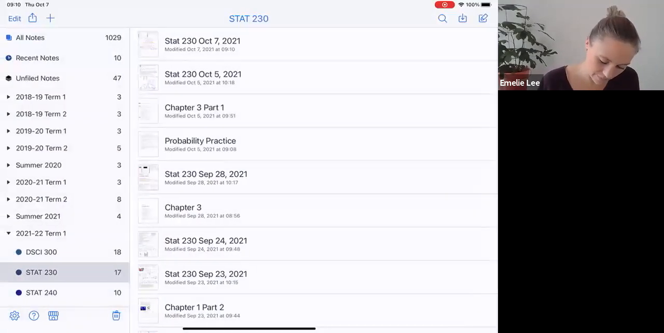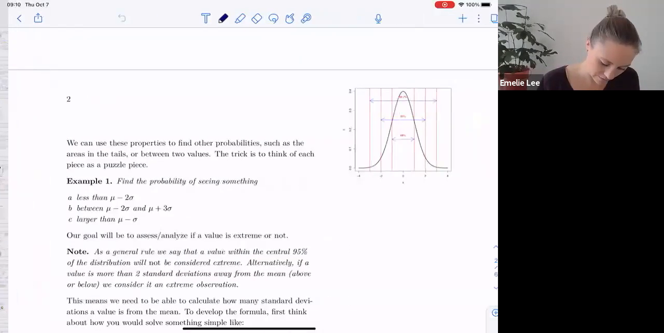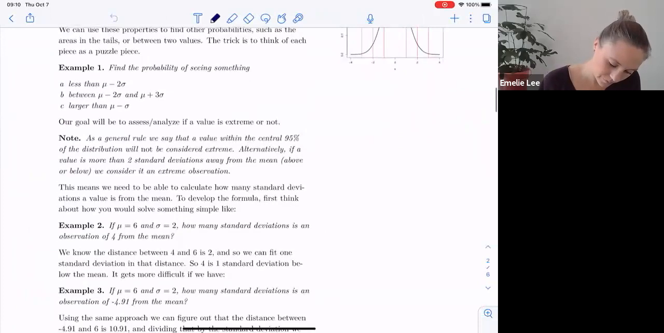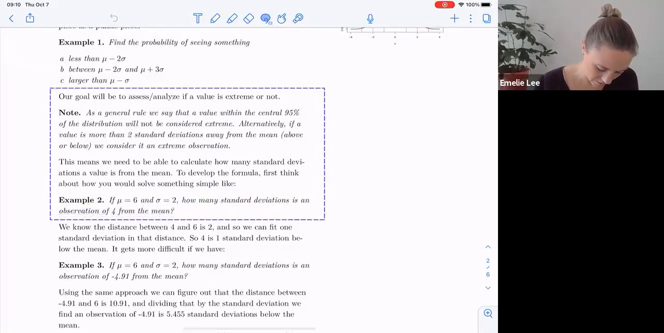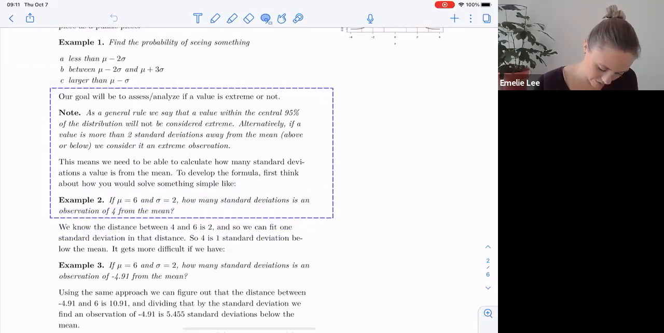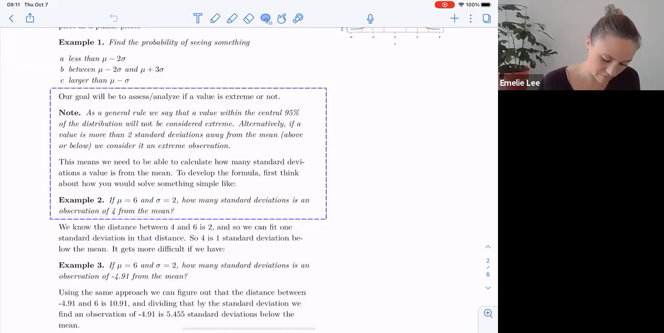Let's see here. Our goal, and maybe I'll do here. Where do I stop? Maybe there.